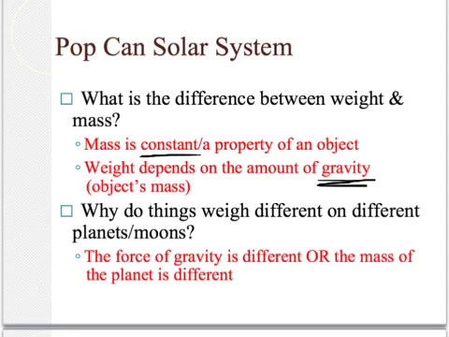Why do things weigh different on different planets or moons? The force of gravity is different, or the mass of the planet is different, and it depends on the object's mass and on the force of that gravity, how strong or how weak it is.